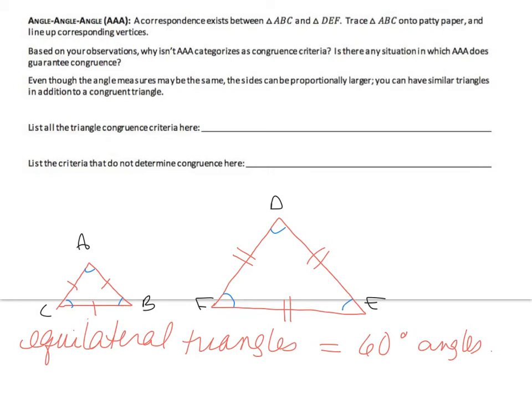I can have equal angles and not equal sides, and I've just given you an example of an equilateral triangle to show that. Okay, based on your observations, why isn't AAA categorized as a congruence criteria? Even though the angle measures may be the same, the sides can be proportionally larger. You can have similar triangles in addition to a congruent triangle. Similar triangles we're going to study here in the future, and that's where triangles have proportional sizes but not equal sizes. So let's list all the congruence criteria here, everything we've learned so far.